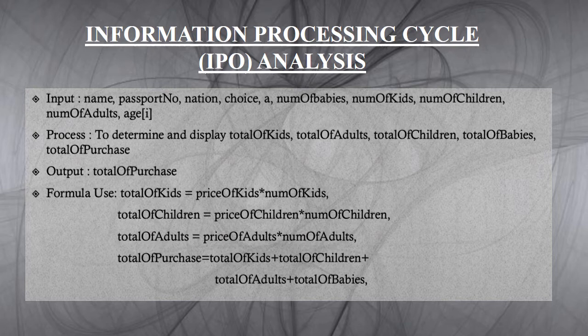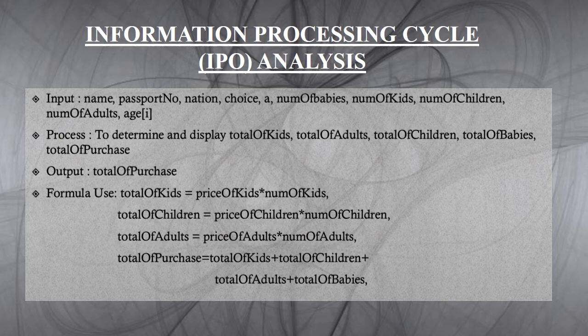P stands for process. In the coding, we want to determine and display total of kids, total of adults, total of children, total of babies, and total of purchase. O stands for output. The output in our coding is the total of purchase.